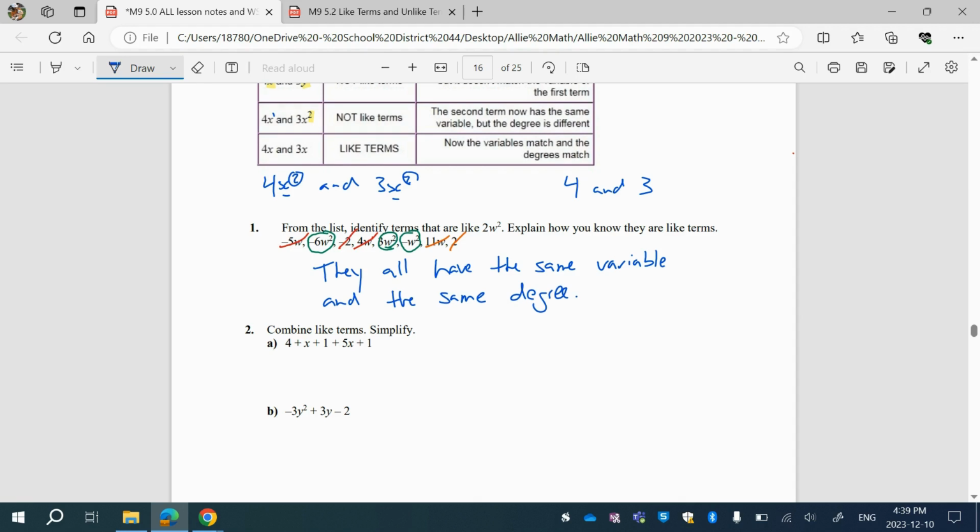And I'm going to add something here just as an aside or a note. They do not need the same coefficient.